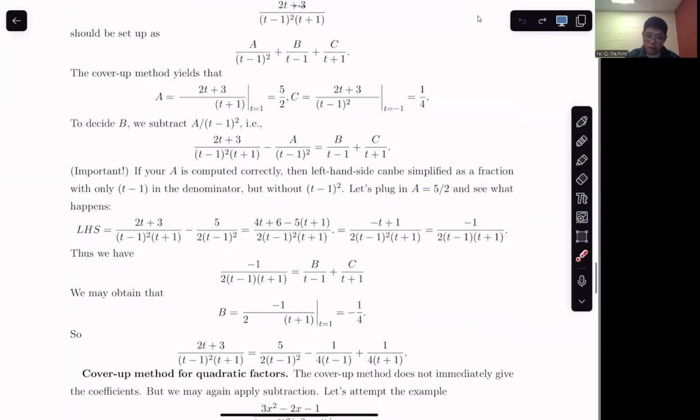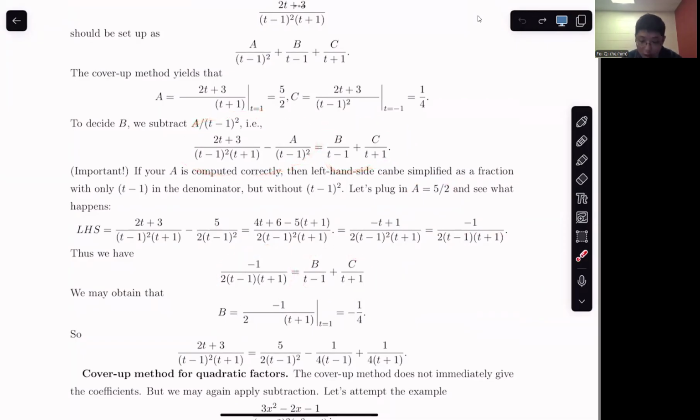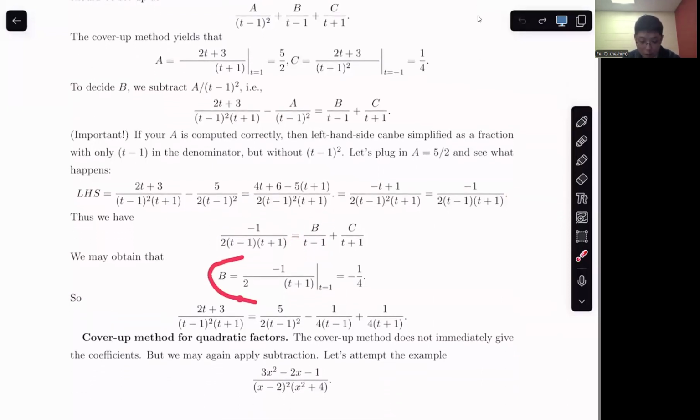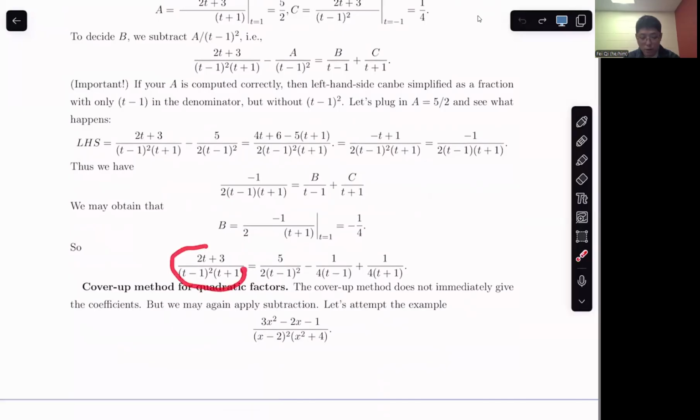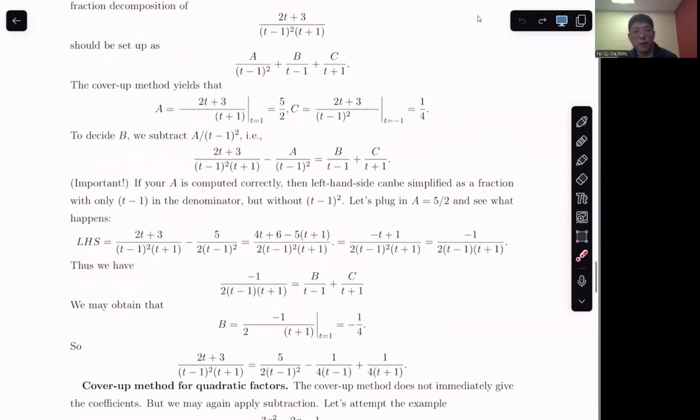So therefore, the left-hand side is simplified to be this guy, and look at the right-hand side over here. You see that, all right. B is now the highest power of the partial fraction decomposition of the left-hand side. Then you could use the cover-up method to decide that B equals minus 1 over 2 with this t minus 1 erased, covered up, and moreover, evaluate t equals 1, and the answer will be minus 1/4. That way, you could have (2t plus 3) divided by (t minus 1) squared (t plus 1) decomposed as follows. Okay, so this will be the situation.